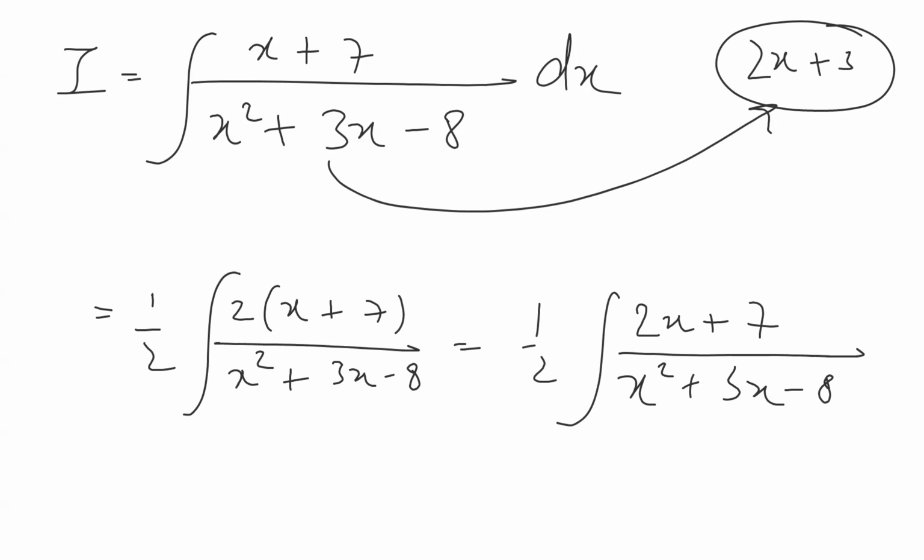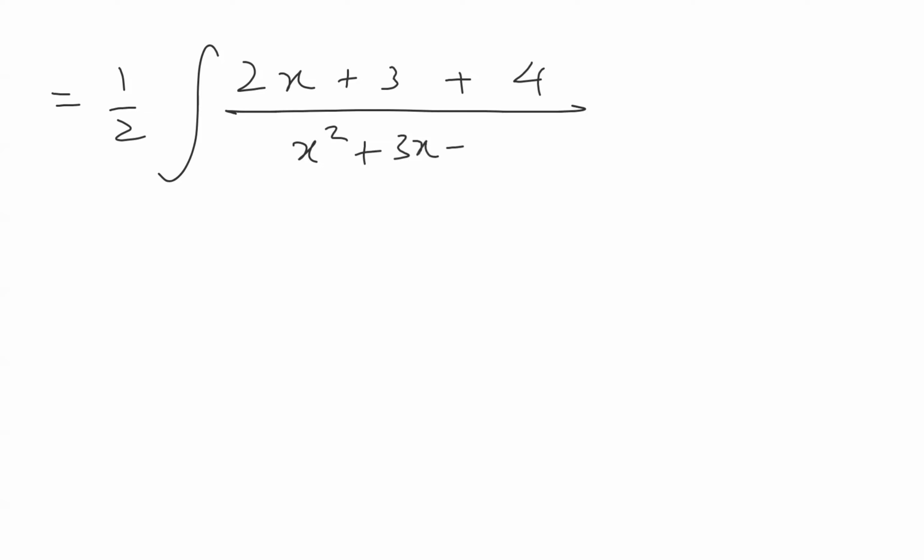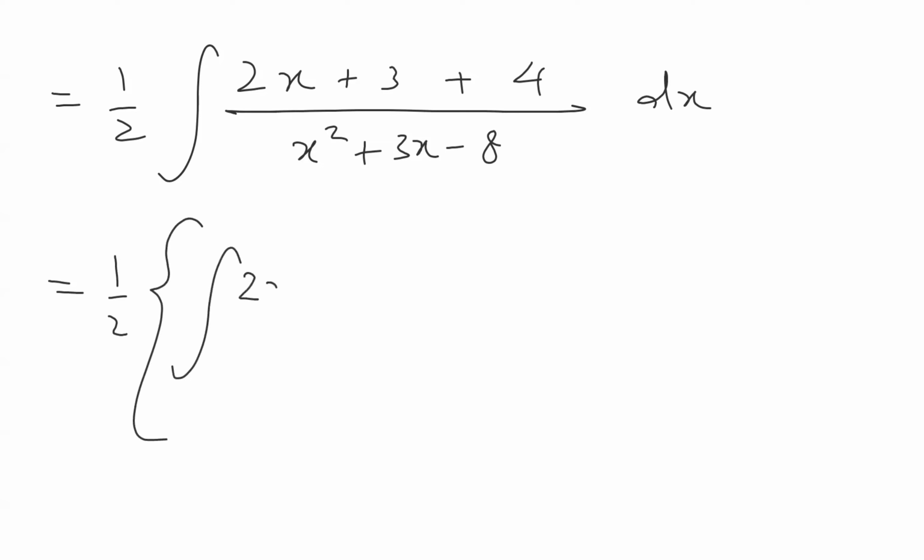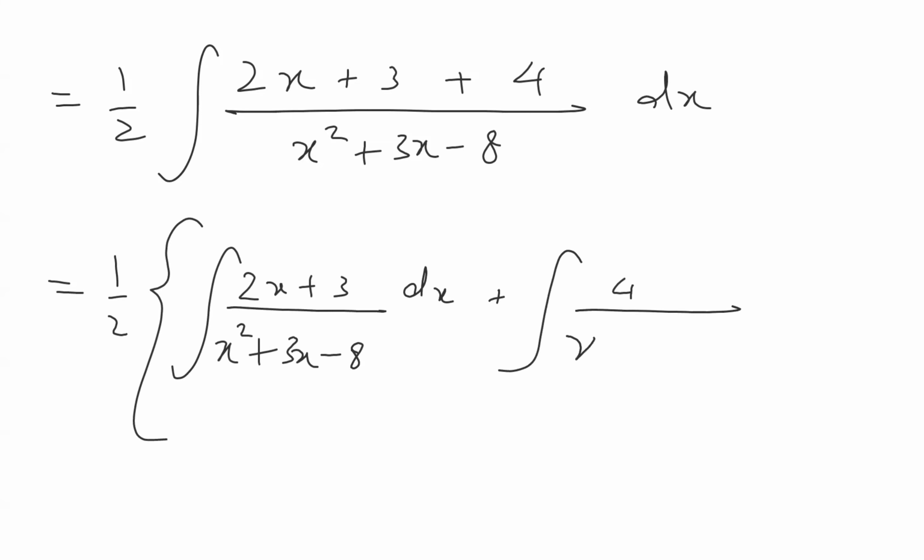Now since we require 2x plus 3 over here, what we can do is split that 7 as 3 plus 4. So this is half integration of 2x plus 3 plus 4 upon x square plus 3x minus 8 dx. Next step, we will split it: integration of 2x plus 3 upon x square plus 3x minus 8 dx plus 4 integration of 1 upon x square plus 3x minus 8.